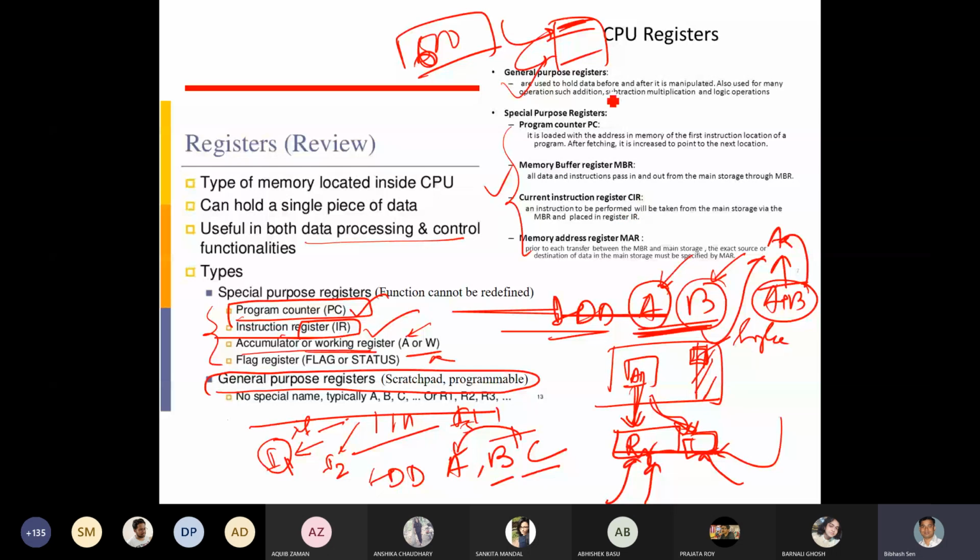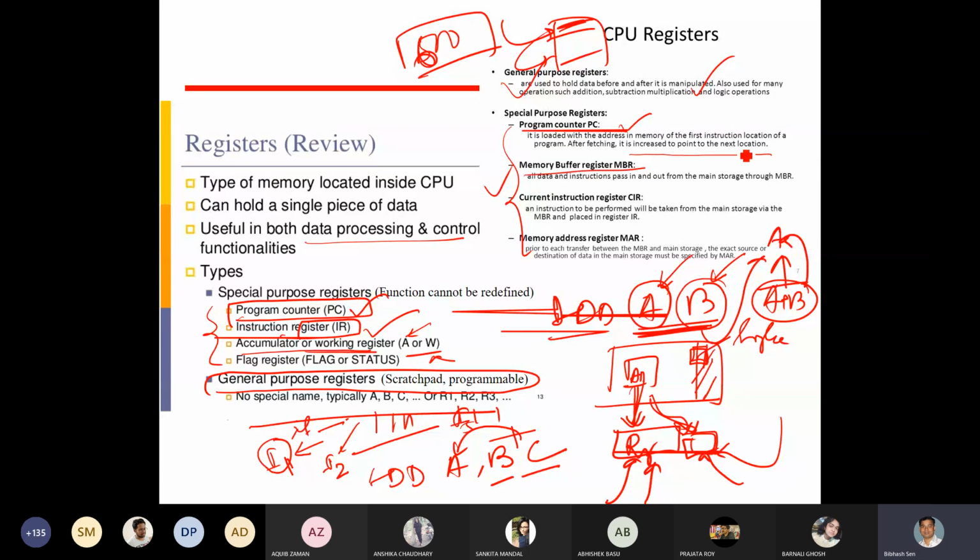Sometimes we say general purpose registers are scratch pad registers. These are programmable and mostly used for data processing and program execution during any instruction execution. The program counter is loaded with the memory address of the first instruction of a program. After fetching, it is increased to point to the next instruction, according to the location of the next instruction. If your memory is byte addressable and you are using a data type of 2 bytes at a time, it will be increased by 2. If it is 1 byte, it will increase by 1 byte.